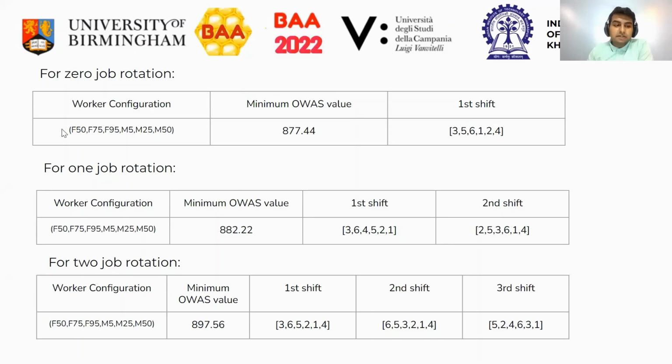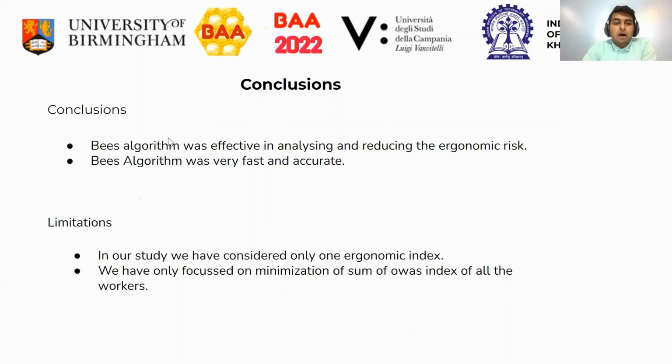The workers considered for each of these configurations were female 50th percentile, female 75th percentile, female 95th percentile, male 5th percentile, male 25th percentile, and male 50th percentile. So the conclusions from our study are, for sure, the Bees algorithm was very effective in analyzing and reducing the ergonomic risk. The Bees algorithm was also very fast and accurate, and in some cases, it was almost giving the exact solution.